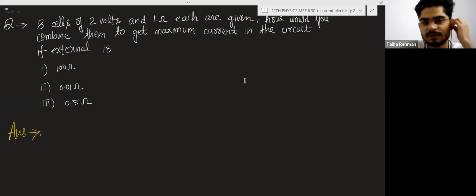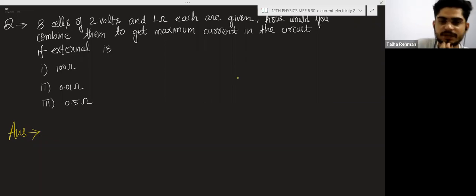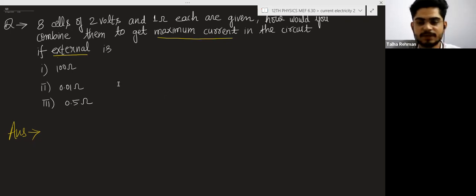Here 8 cells of 2 volt and 1 ohm internal resistance are given to us, and they are asking how would you combine them to get the maximum current in the circuit. Maximum current in the circuit if external resistance is 100 ohm first, and another if the external resistance is this, if the external resistance is this.